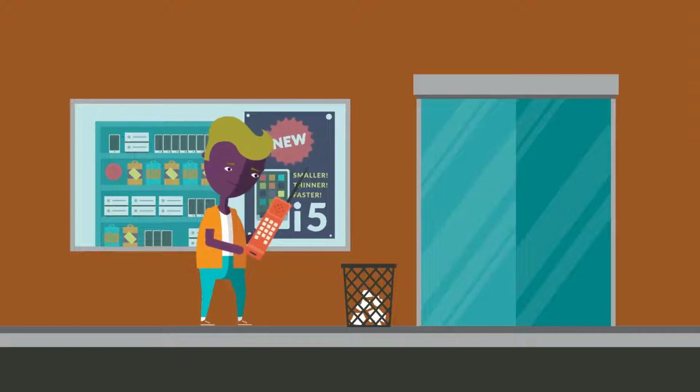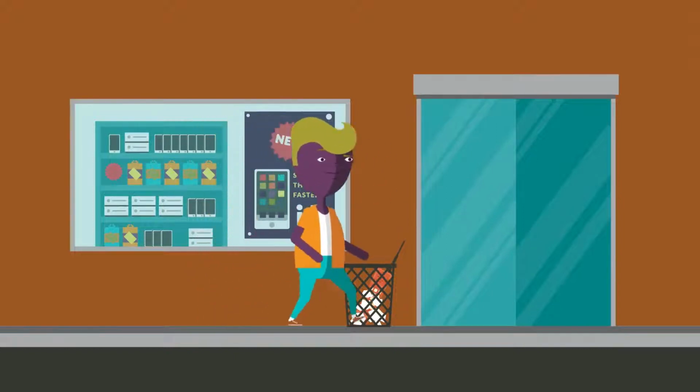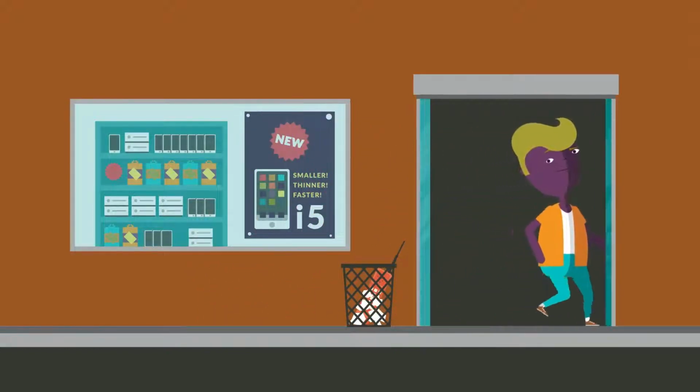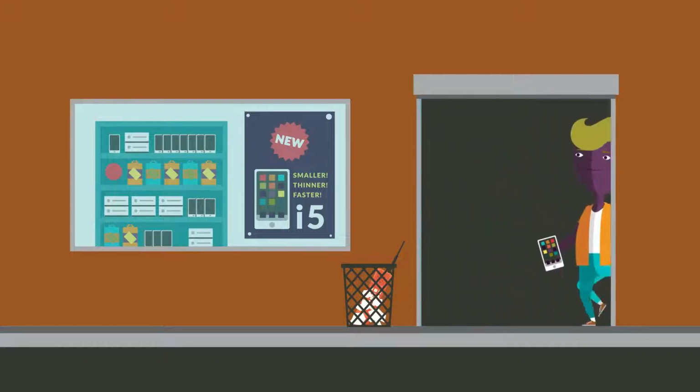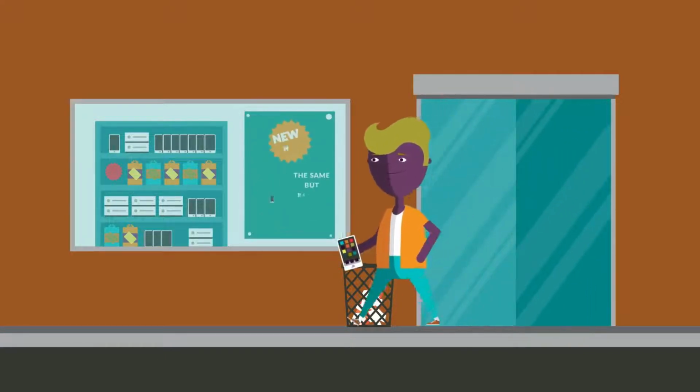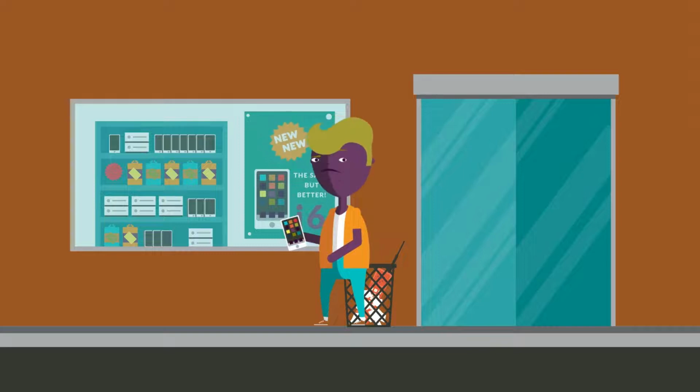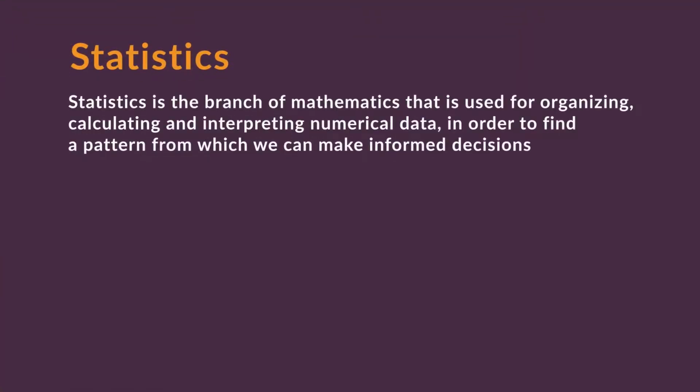Corporations use the results of consumer trials to help them decide on how to manufacture and market their products to specific market segments at the most attractive price range to get the most customers at the highest possible profit. Statistics is the branch of mathematics used for analyzing numerical data in order to find a pattern from which we can make informed decisions.